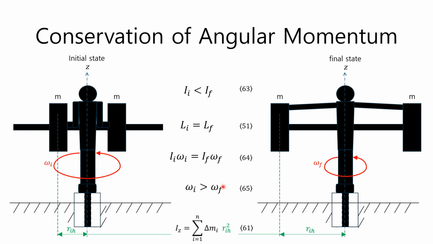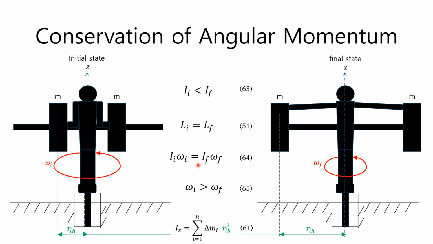Since the mass is far from the center, the mass moment of inertia If of the final state is greater than the mass moment of inertia Ii of the initial state, as shown in equation 63. On the other hand, according to the law of conservation of angular momentum, as shown in equation 51, the angular momentum of the initial state and the final state must be the same regardless of time. If the angular momentum of equation 51 is expressed by the mass moment of inertia I and the angular velocity omega, it can be expressed as equation 64.